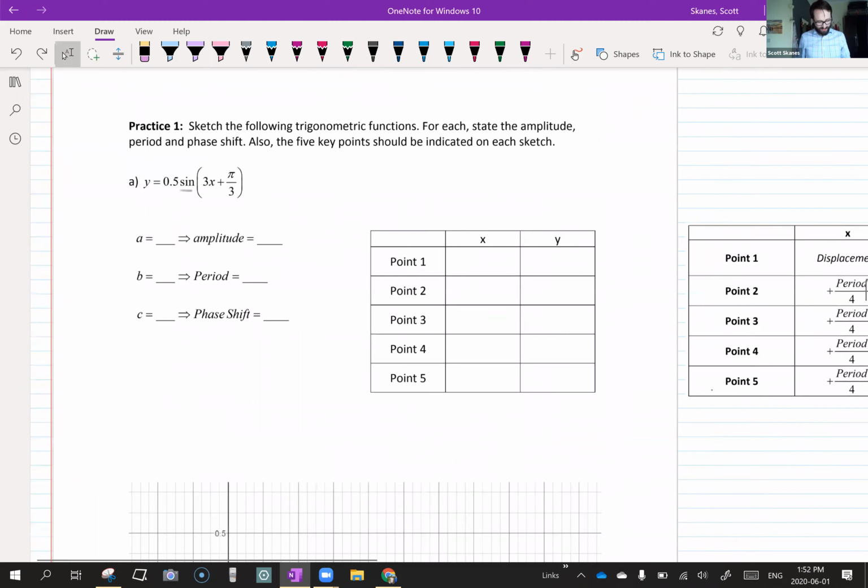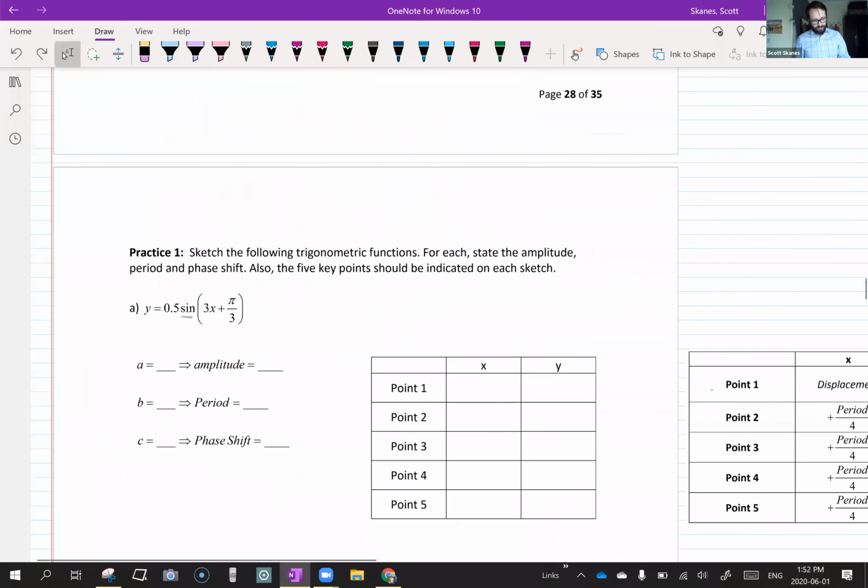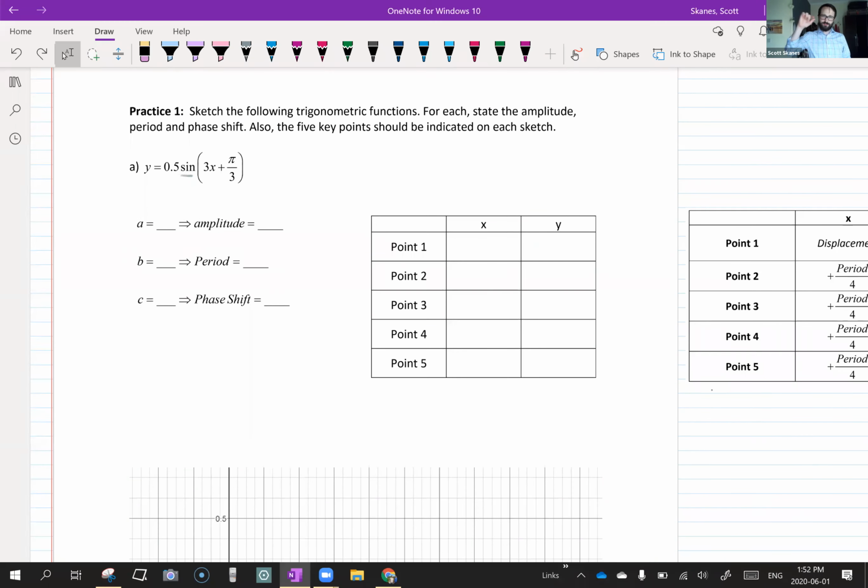Practice 1. This is on page 29, or the page that starts with practice 1 on top. It says, sketch the following trigonometric functions, so sine or cosine and so on. For each, state the amplitude, the period, and the phase shift. Also, the 5 key points should be indicated on the sketch. So we get the 5 key points from our A, B, and C, period and stuff. So just follow me, and you'll see, I hope, that this is quite easy.